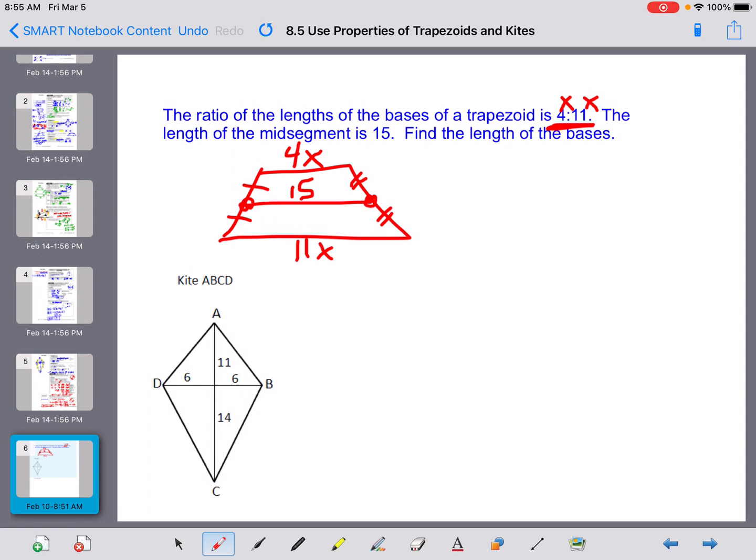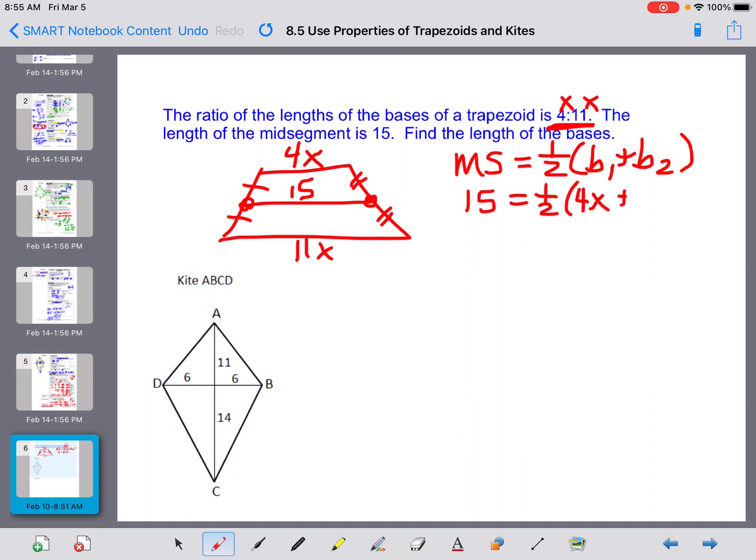We're talking about a midsegment. And I remembered that midsegment had a kind of equation or formula that says 1/2 of base 1 plus base 2. Okay, there's my setup. It's time to plug and chug. What is my midsegment length? 15. What is one of my bases? 4x. The second base, 11x.